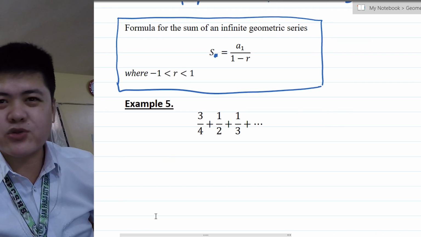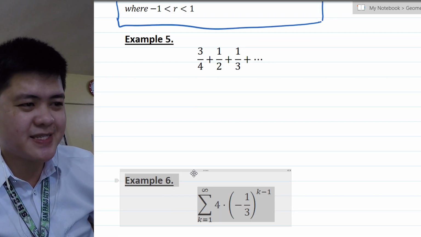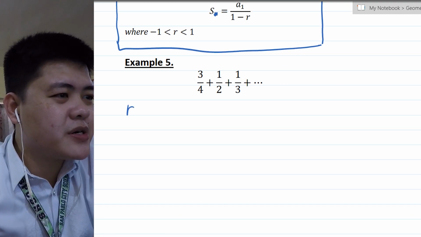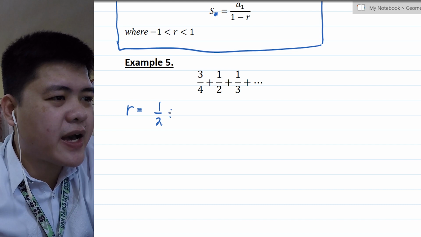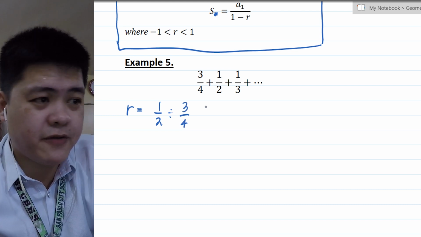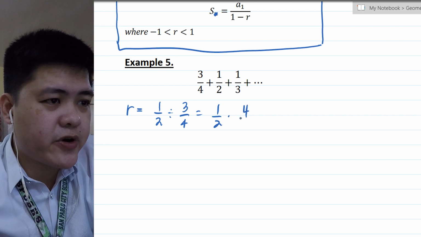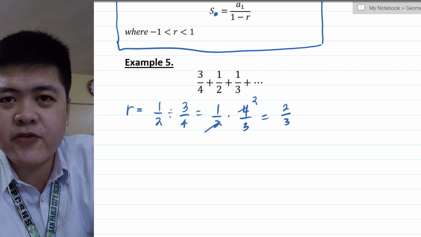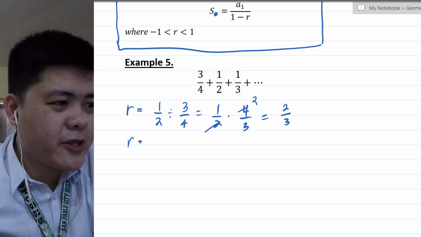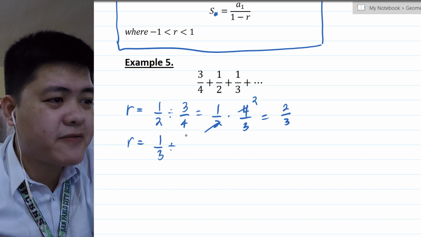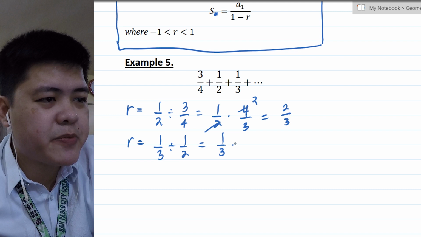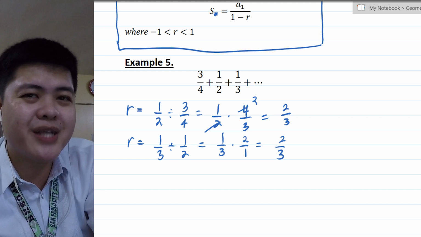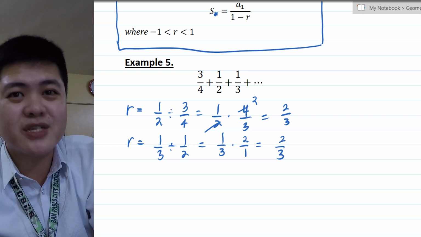I-check muna natin kung pasok ba to sa pagiging infinite geometric series. Okay, let's check the common ratio. Common ratio, 1/2 divided by 3/4. It's the same as 1/2 times 4/3, which will give us 2/3. 2/3, pasok ba yun? From negative 1 to 1, yes. Let's check pa rin yung pangalawang term. Let's have 1/3 divided by 1/2. Let's get the reciprocal, 2 over 1. 1/3 times 2, that's 2/3. 2/3 is between negative 1 and 1, so therefore pasok to sa geometric series.